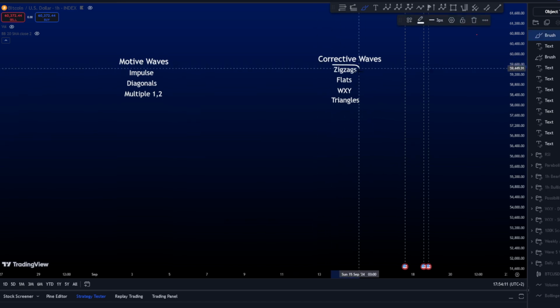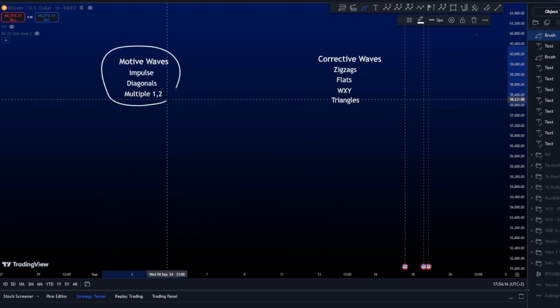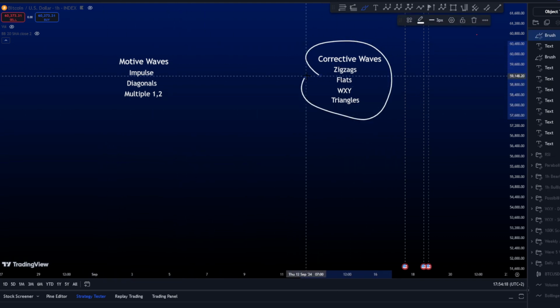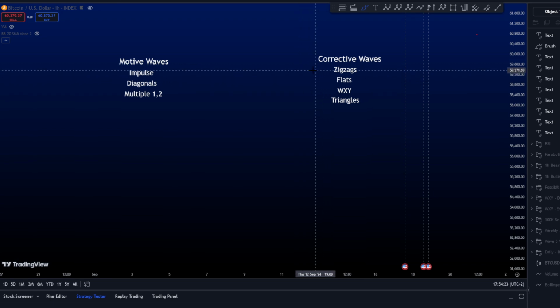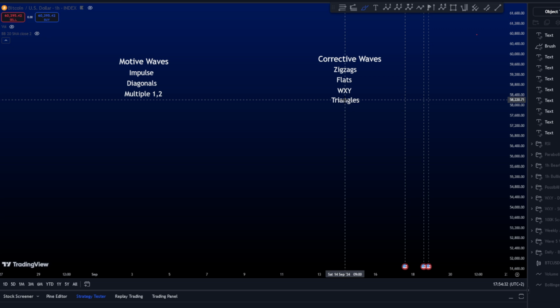waves are. Now in the first video the zigzag was missing because we were focusing on the motive waves. Now I realize that the zigzags are missing, so here we go, there it is. So in the corrective waves we have zigzags, flats, WXY and triangles. I'm going to explain briefly each one of them.